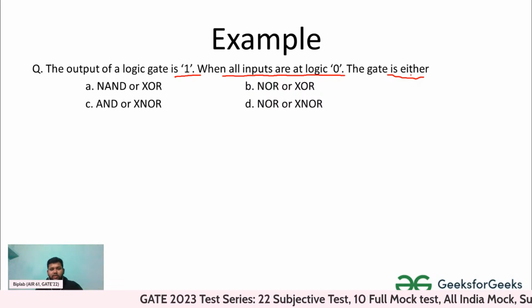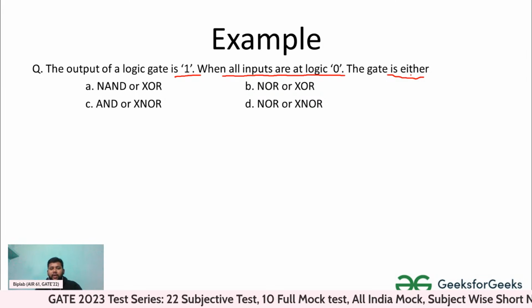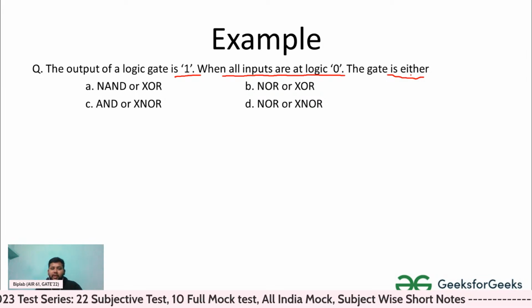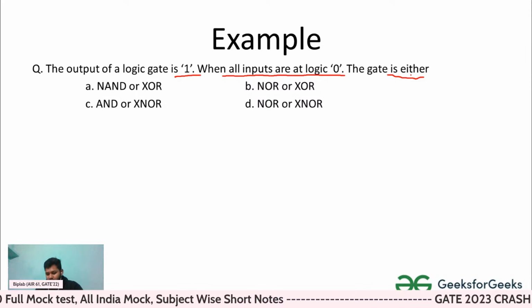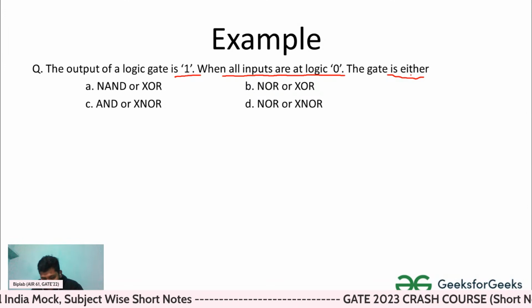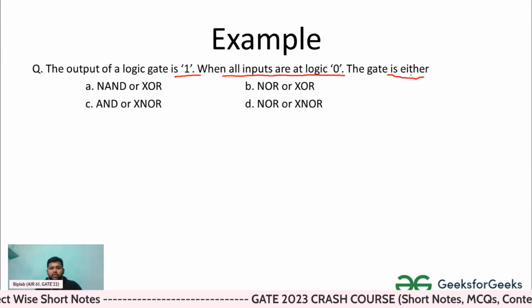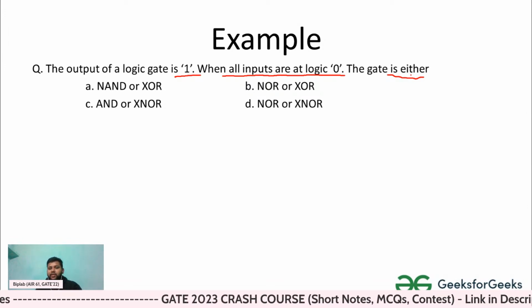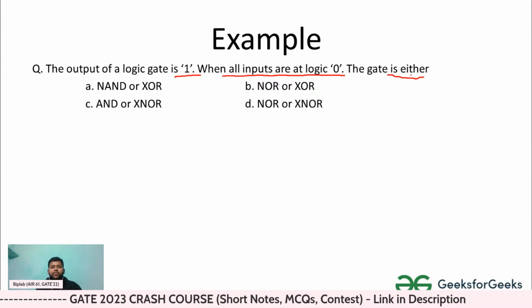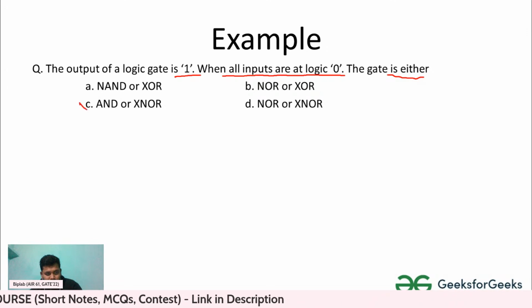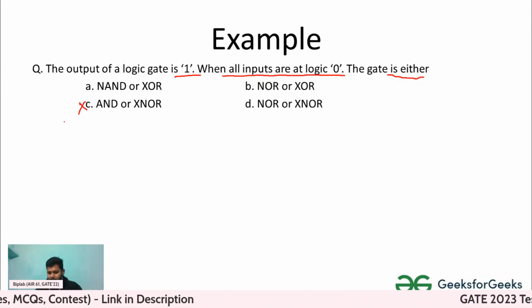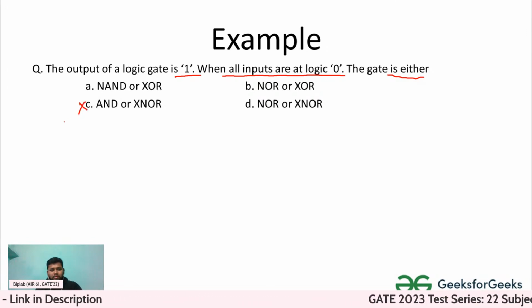You are saying that is AND. For AND, you are saying the output is logic 1 when all inputs are 0. I don't think so. If at least one input is 0, then the AND output will be 0. So C is not the answer. We can delete this one. Okay, so any other?